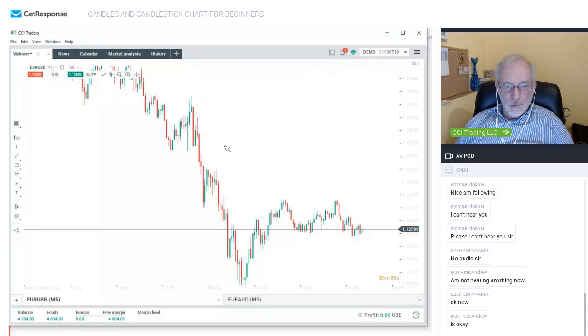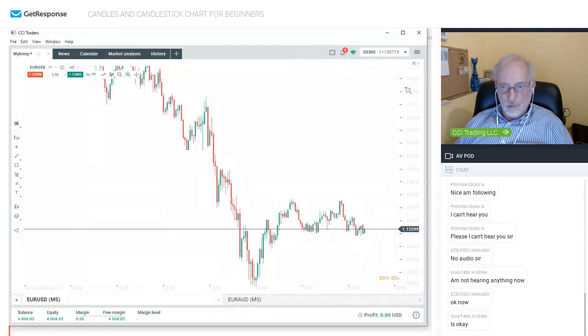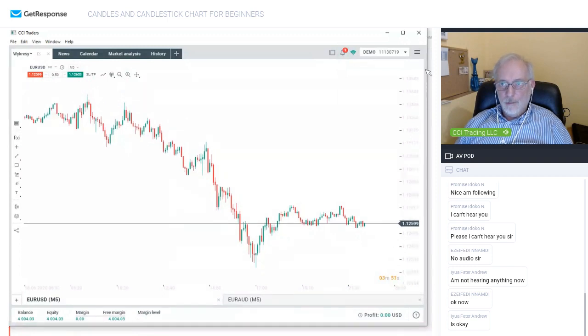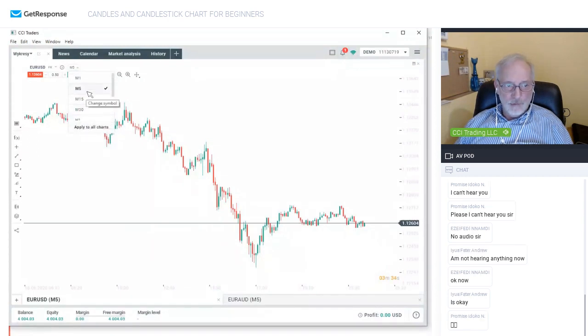So, this is a typical chart which you will find in your trading platform. A chart on a trading platform. Here you see we have the time frames: 5 minutes, 15 minutes, 30 minutes, 4 hour chart, daily. So you have absolutely different time frames, even monthly.